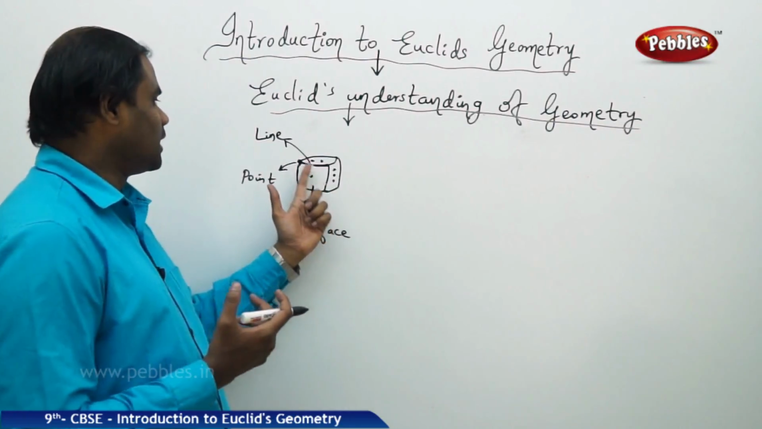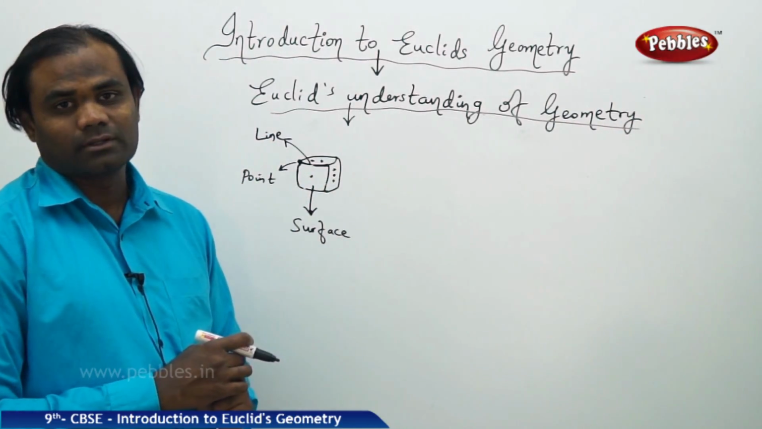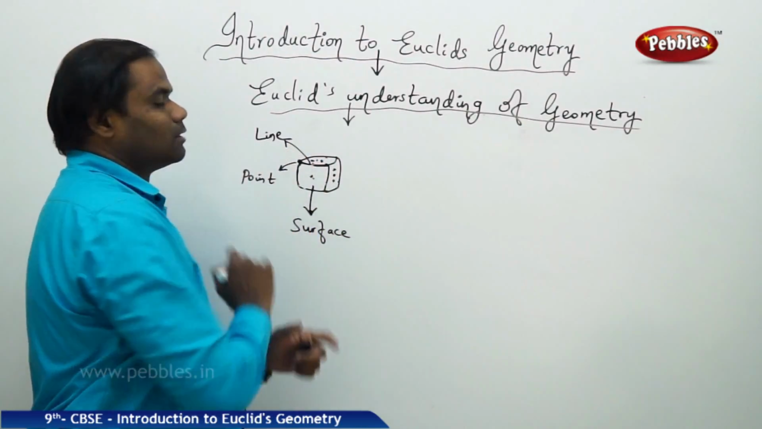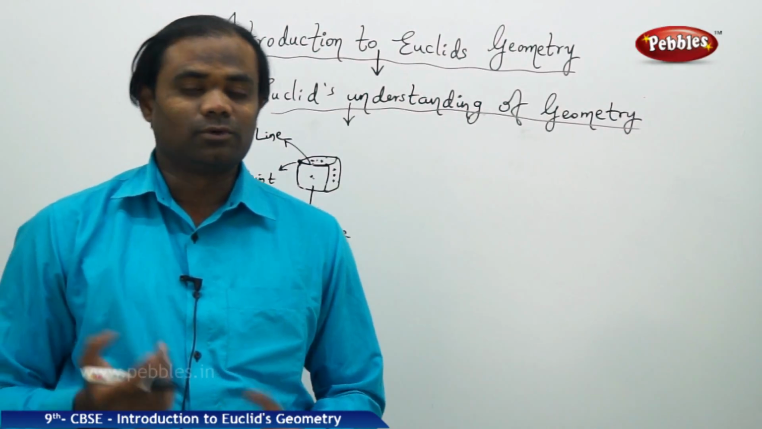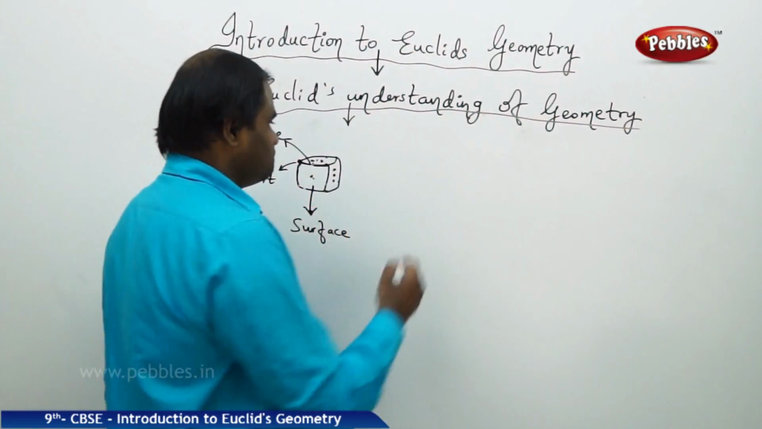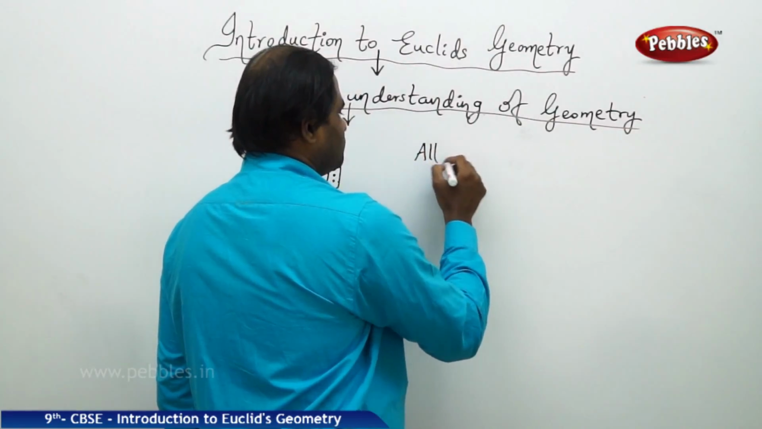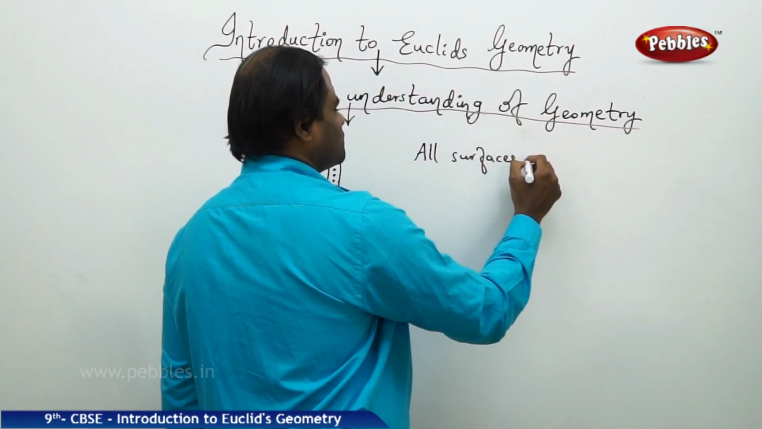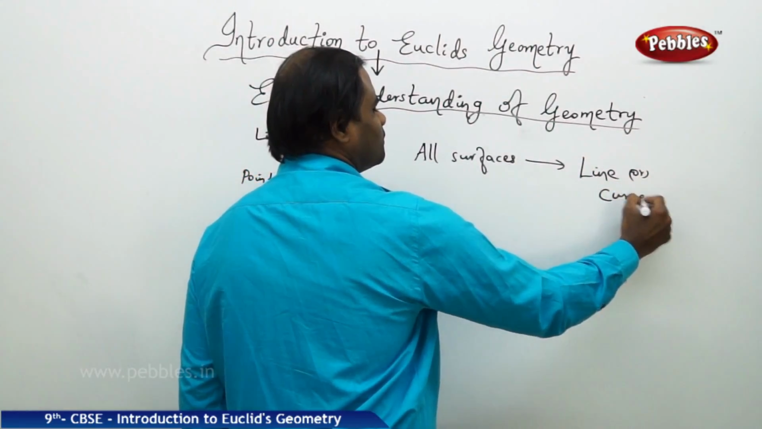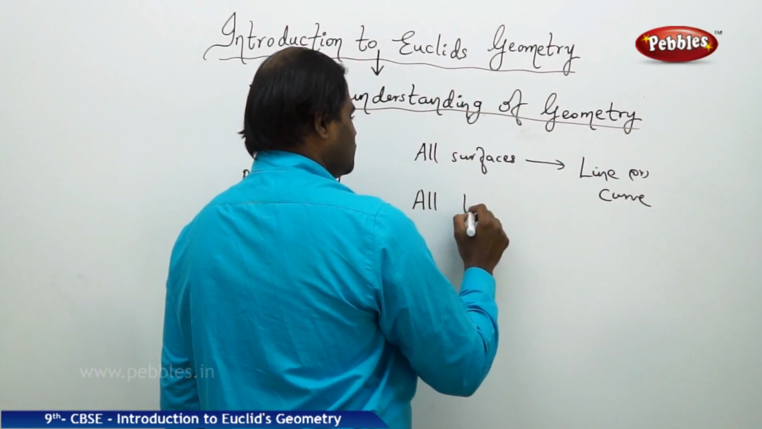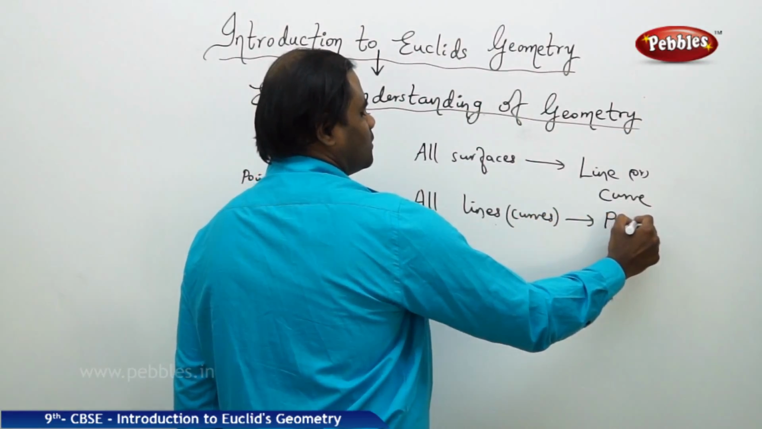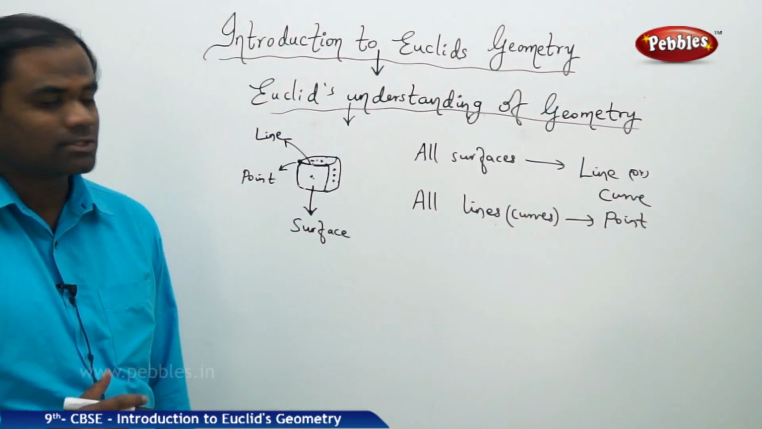All the surfaces make the line and all the lines make the point, is how we understand it, with each of the surfaces making the line and each of the lines making the point. This is how Euclid came through the introduction of geometry. So all surfaces make a line or a curve. All lines or curves make a point, is how we understand.